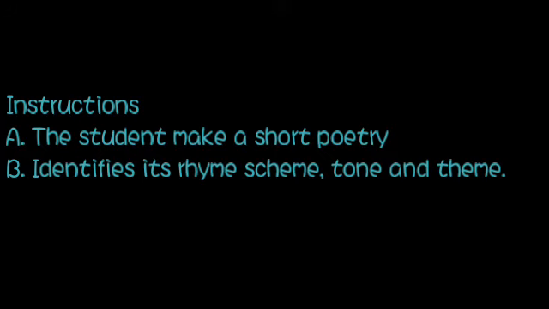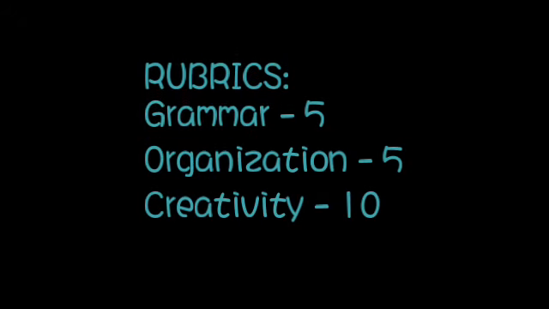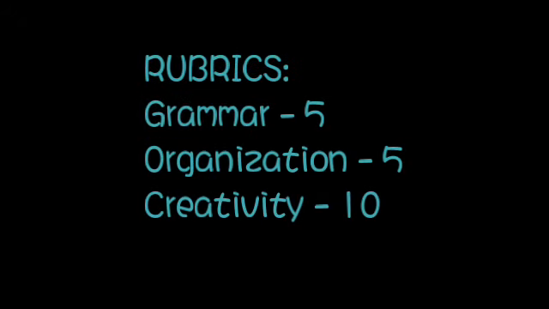Thank you for your ideas and thoughts that you've shared. I hope you learned something from the poem. So students, you'll have an activity today. You'll have to make a short poem, just a short poem, and then you have to identify its rhyme scheme, tone, and theme. Our rubrics are grammar 5 points, organization 5 points, and creativity 10 points, equals 20 points. Okay, enjoy your activity.